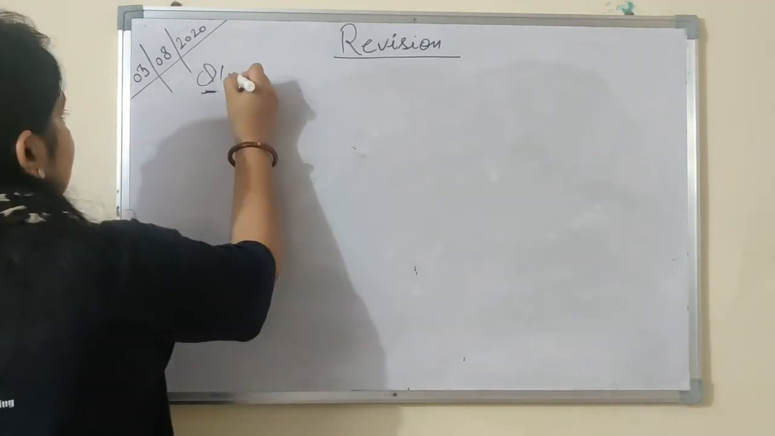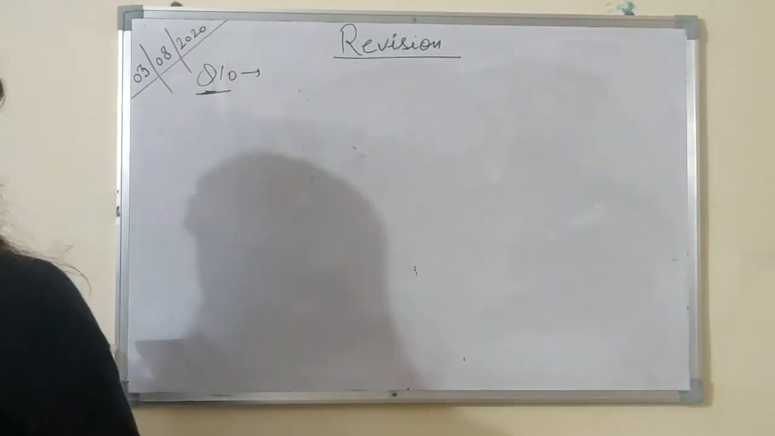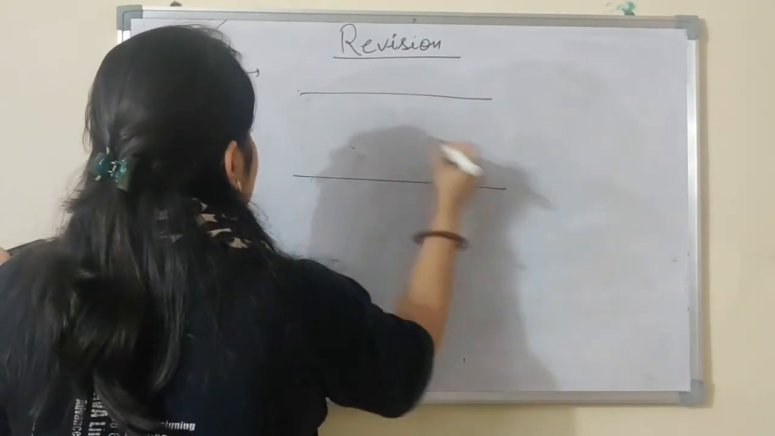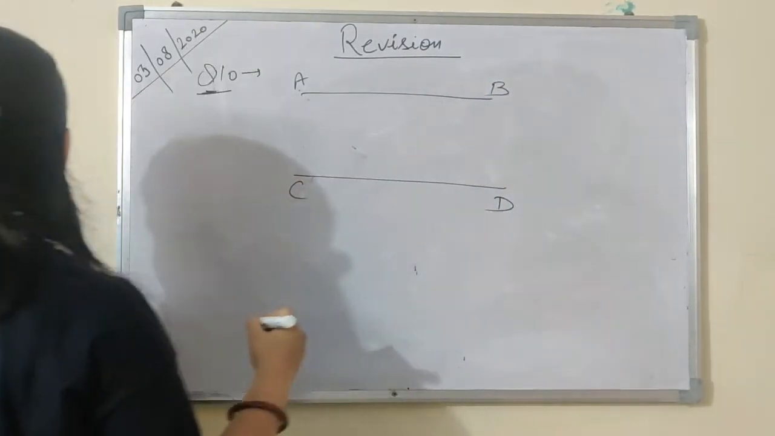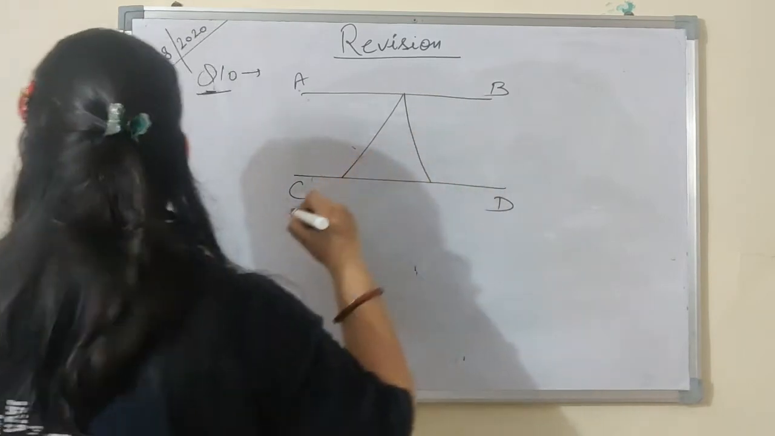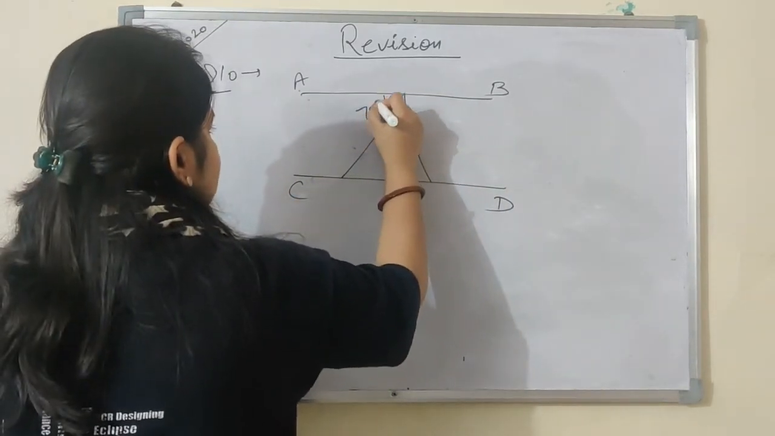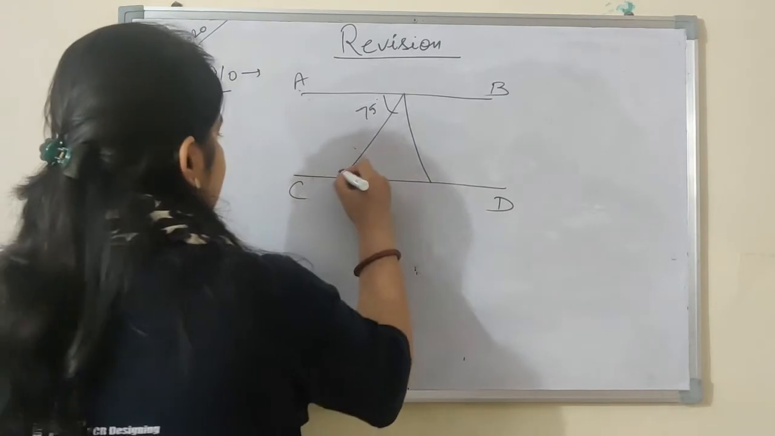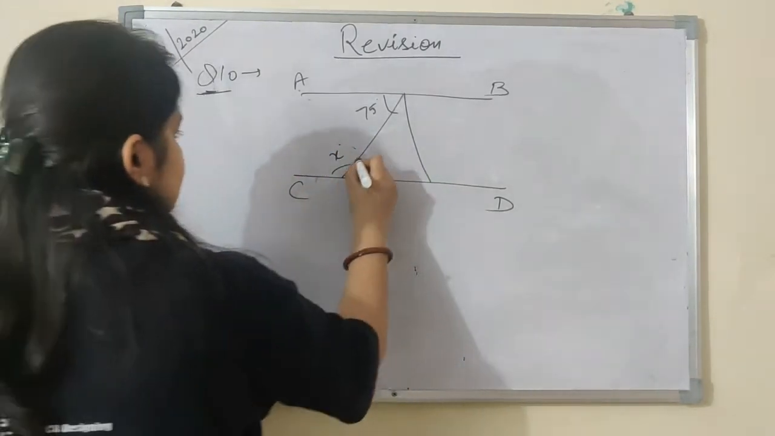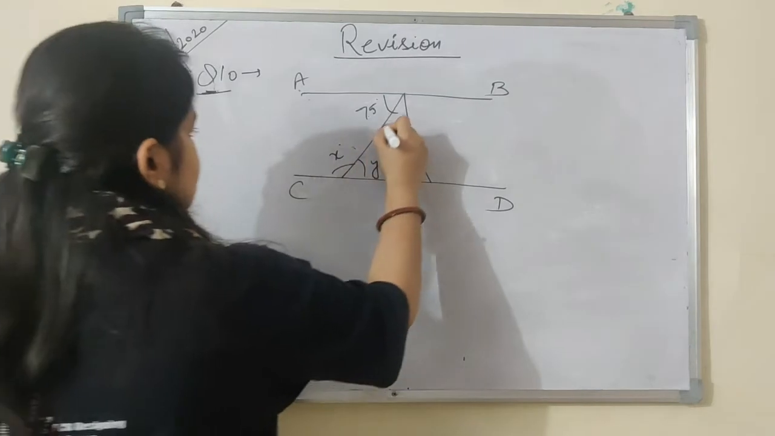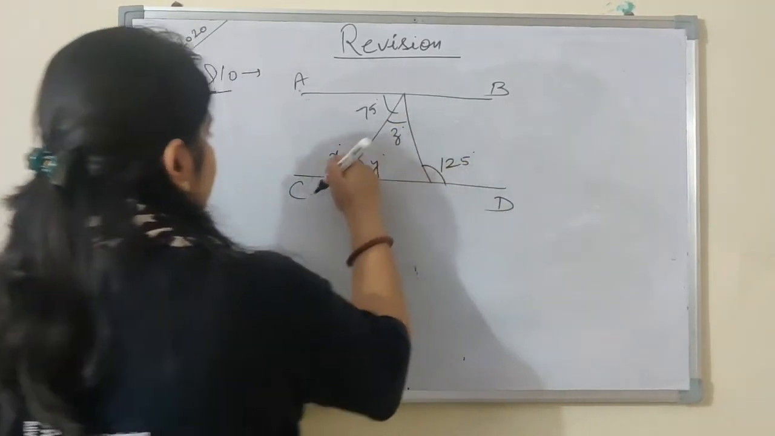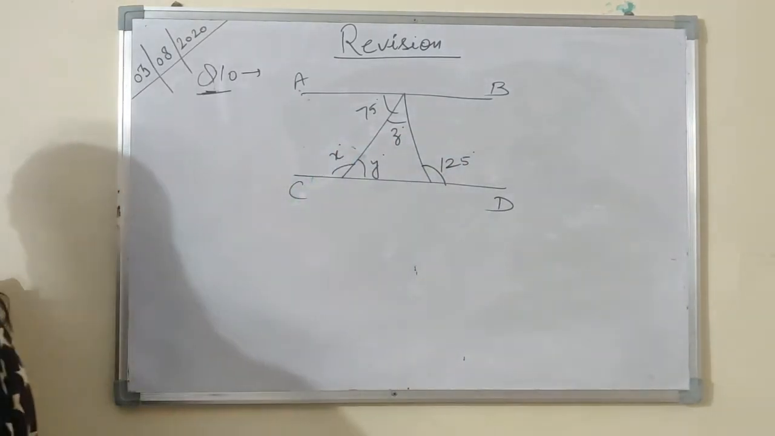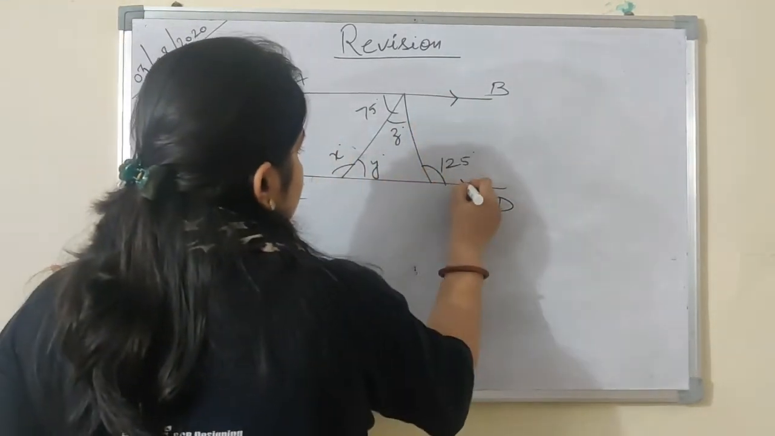Now in question number 10, what you will see is that again a figure is given where AB is parallel to CD. Then you will observe that this is given as 75 degrees. This is given as X degrees. Then this is given as Y degrees. And this is given as Z degrees. And this is given as 125 degrees. Now we have to find the values of X, Y and Z, where AB is parallel to CD.